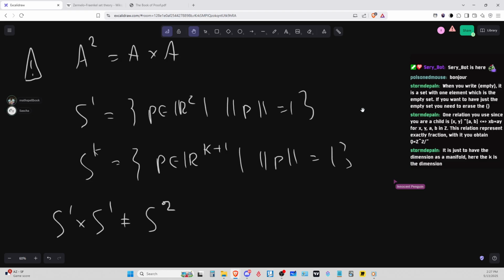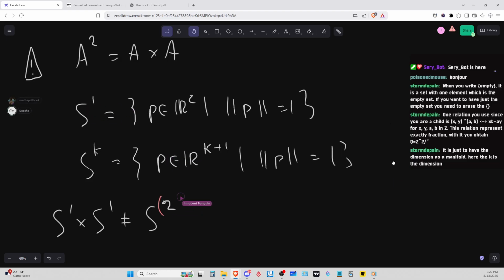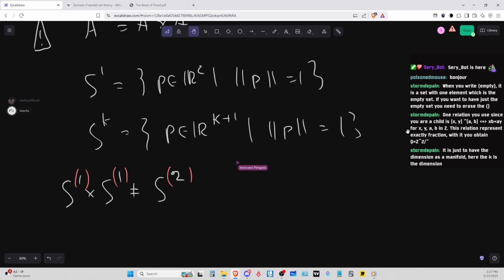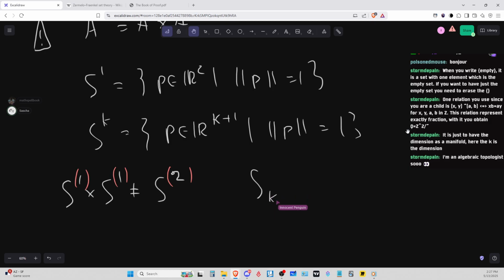Okay, thank you for your input, Storm. Usually, if people want to be a little more or less ambiguous, they put parentheses on the top for the dimension. But Jean-Pierre Serre, a French mathematician who really wants people not to abuse notation, usually writes the sphere as S_k with the k in the lower index. Storm is an algebraic topologist.